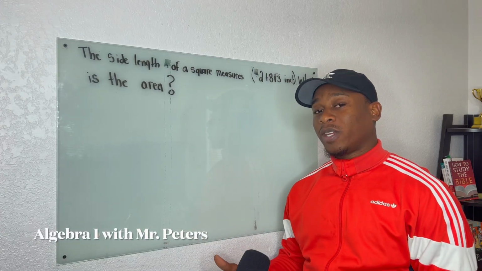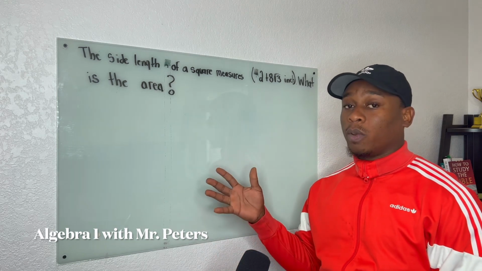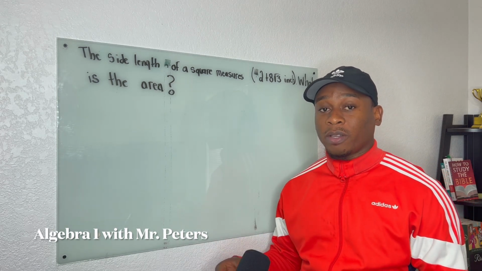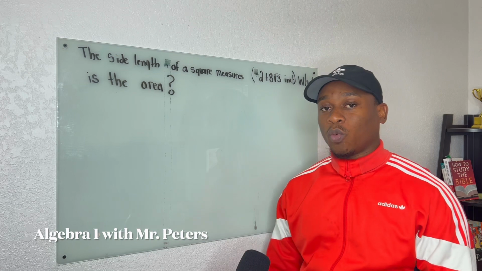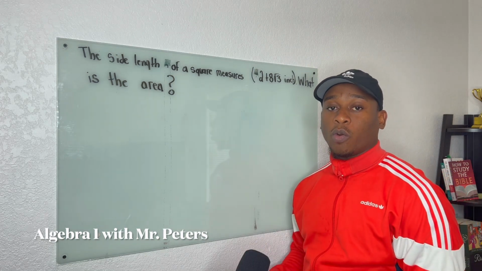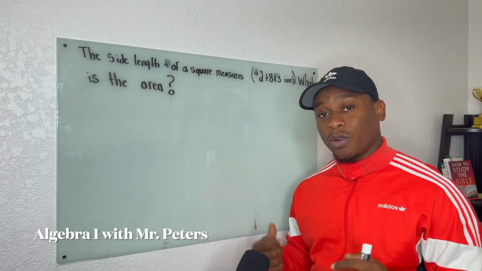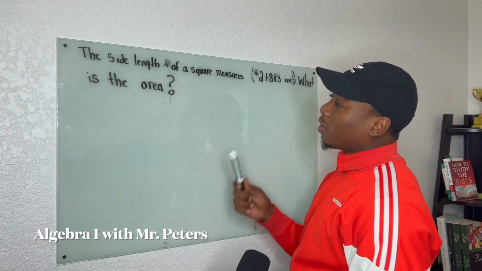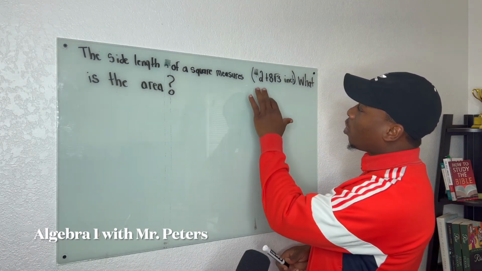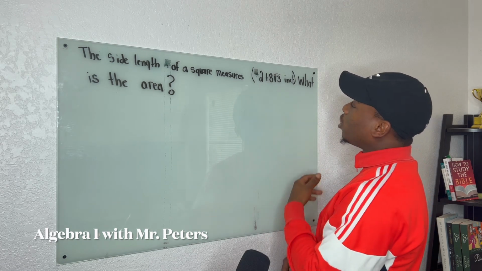In my video today, we're going to be talking about a word problem dealing with area and radicals. So what you guys have to know when we start this video off is that it's really checking your foundations. And you guys know this stuff. So the problem says the side length of a square measures 2 plus 8 radical 3 inches.